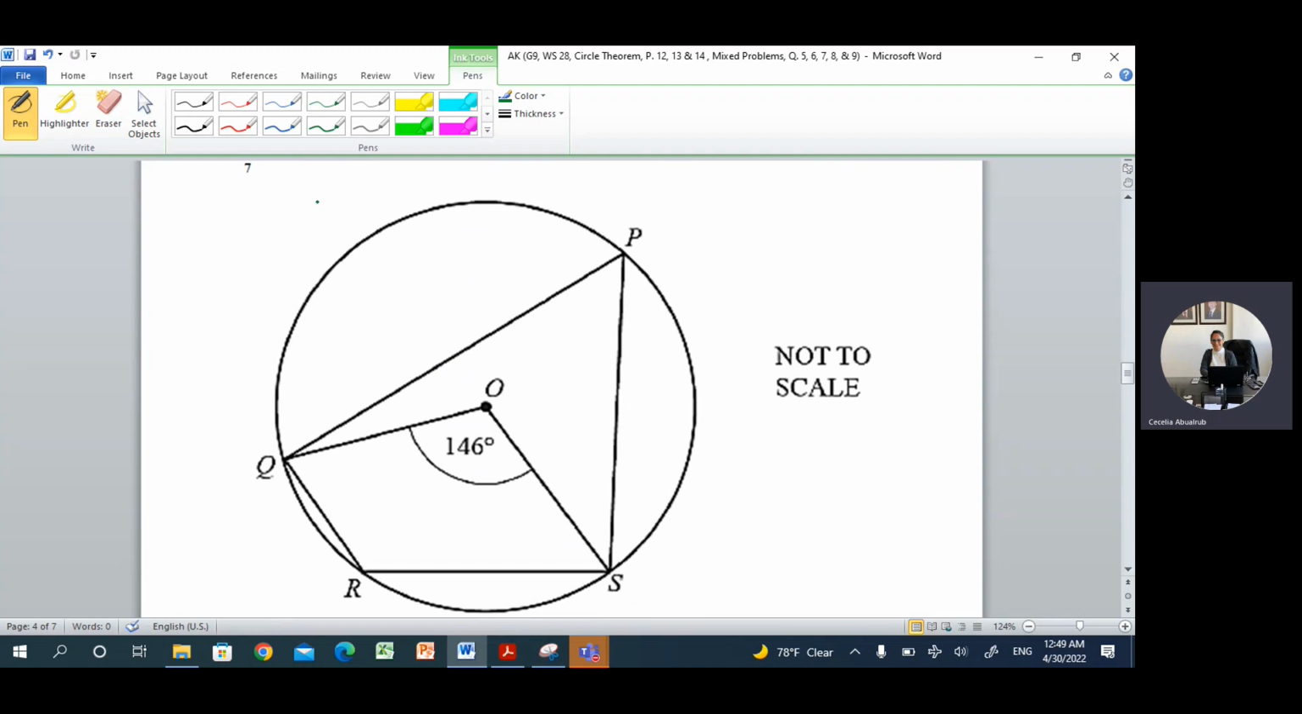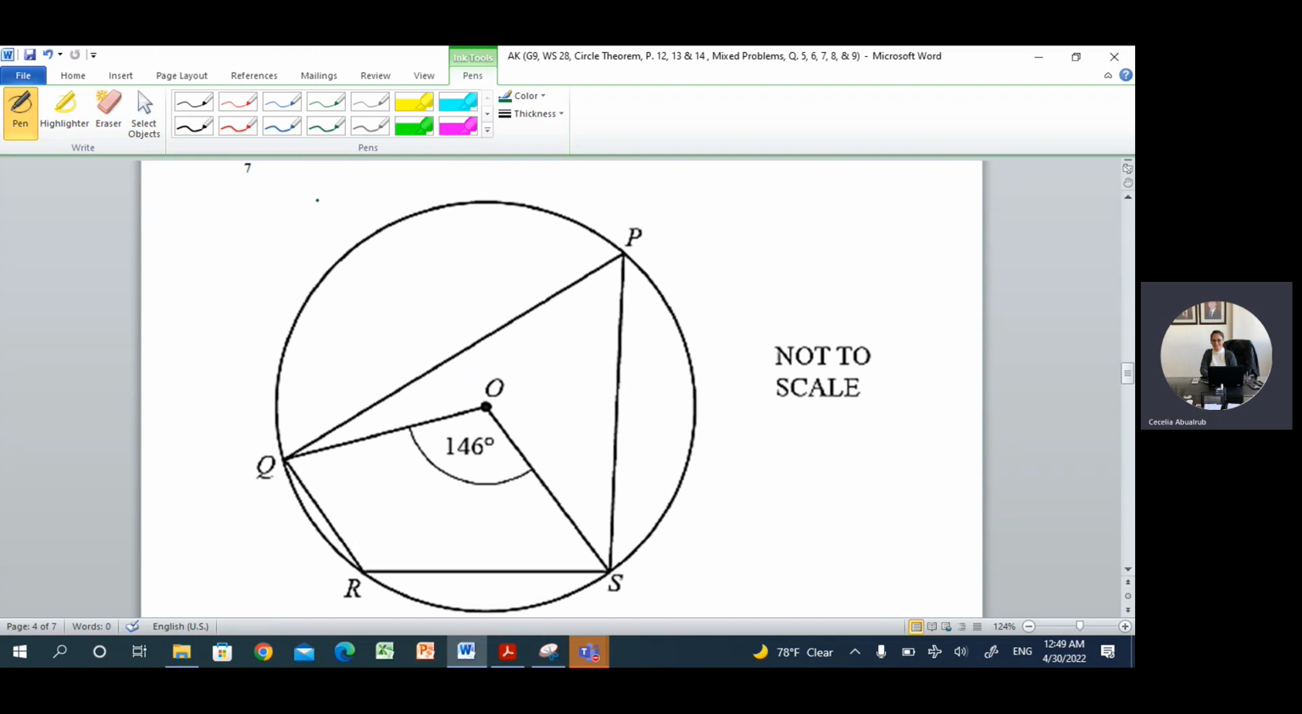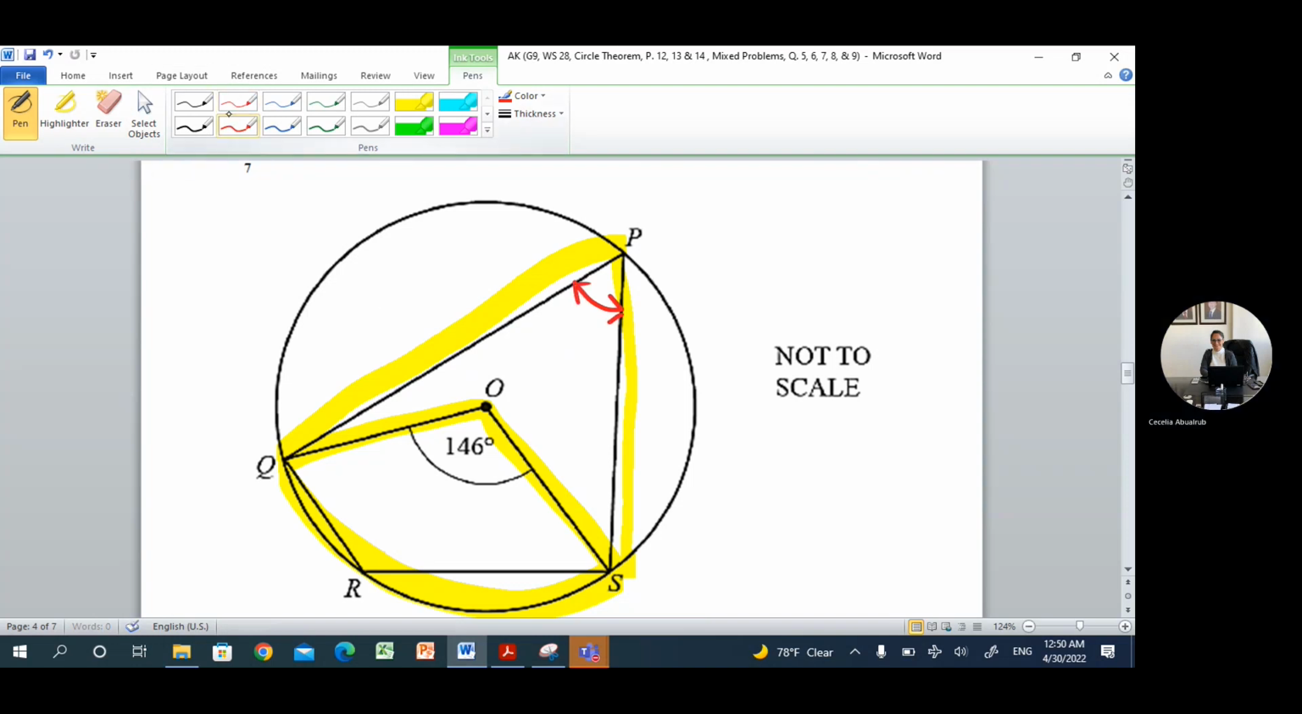If you have a look at question number 7, okay, we have the exact same case. So we have this angle at the center, which is QOS, facing arc QS, and the angle at the circumference, which is QPS. So the angle at the circumference is half the angle at the center. How can I write this? So this one, it will be 73 degrees, because half of 146 is 73.